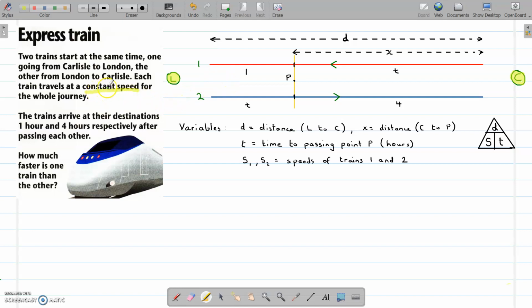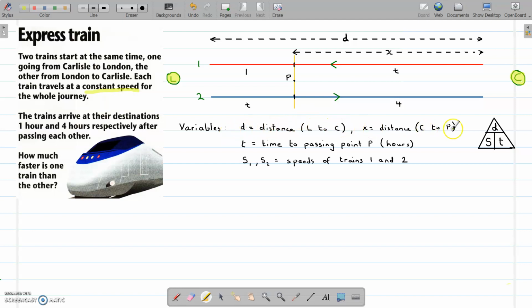All right, so first of all, let's just look at the diagram, understand what I've done here. So I've labeled the distance from London to Carlisle as D, the distance from the point where they pass each other to Carlisle as X, and then I've put some times on. T is the time it takes this train to travel from Carlisle and this train to travel from London to the point where they meet, and that's obviously the same time. And then these numbers are the additional time that they take to reach their destinations.